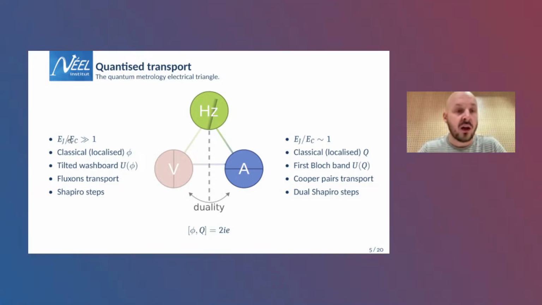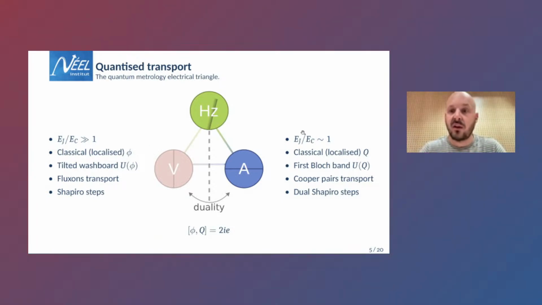You want a large EJ over EC ratio for your junction. EJ is the Josephson energy, and EC is the charging energy of the junction. You want to be able to treat the phase as a localized variable. As I said, we can represent it in the potential. It's a very well localized wave packet. Then the washboard potential is a function of phi, the flux or the phase, and you are transporting fluxons, a quantum of flux, 1 by 1 or 2 by 2 or 3 by 3, and these are the famous Shapiro steps. Now, if you assume duality works, you want to be in the opposite regime for everything.